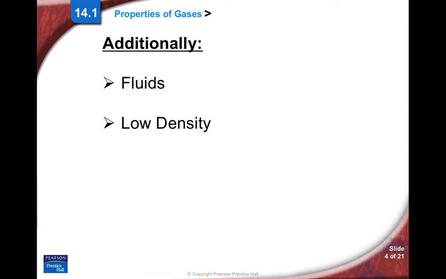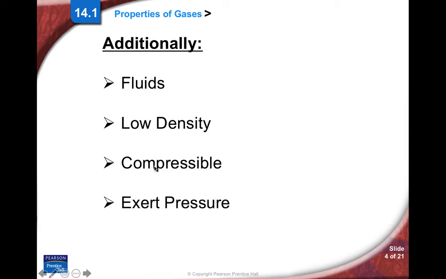Very low density, that's because the particles are spread apart, about 10 times their diameter apart from each other. Very compressible. This is a big deal. And they can exert pressure, as we talked about. They're moving around, kinetic molecular theory, bouncing off of walls. It causes them to exert pressure. And again, that's because they're moving. They diffuse. They move from one place to another.